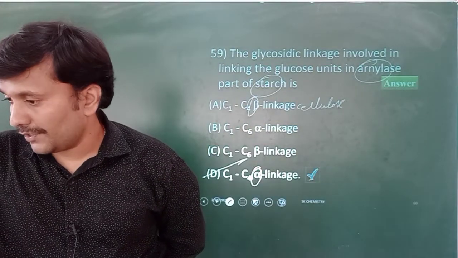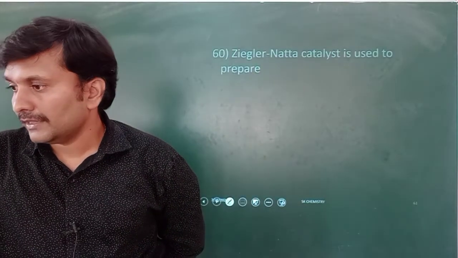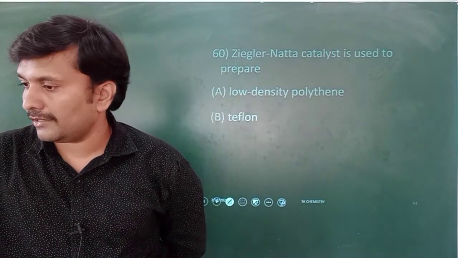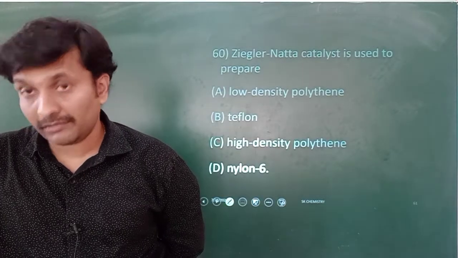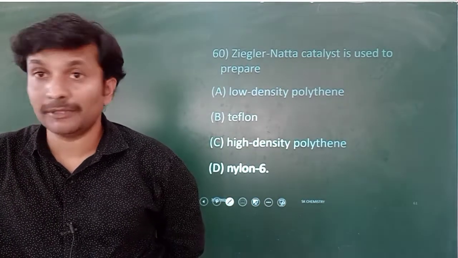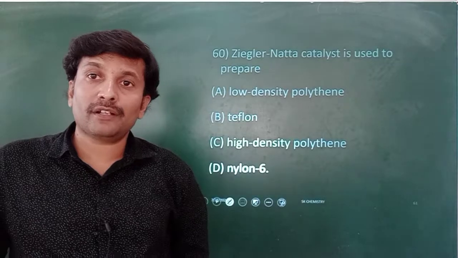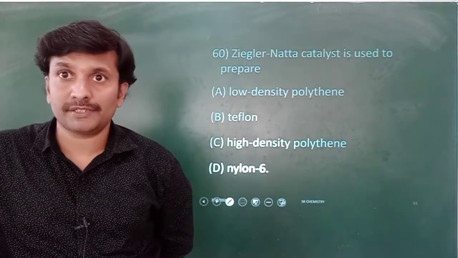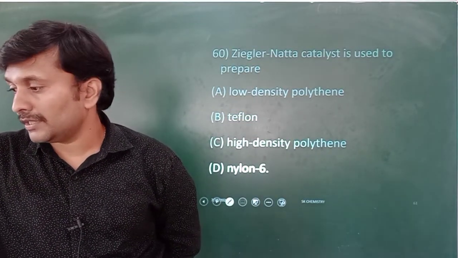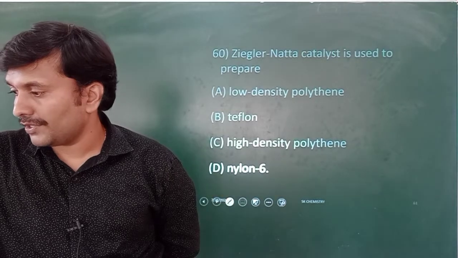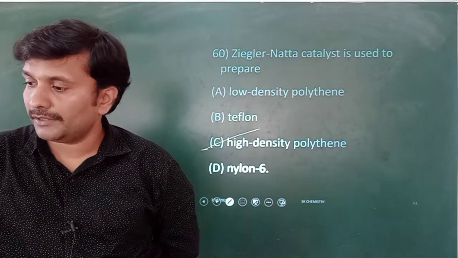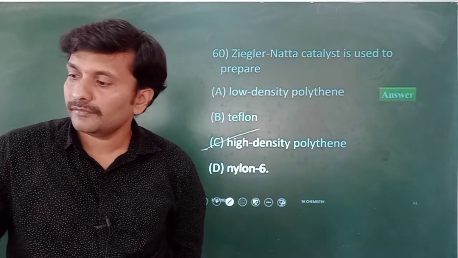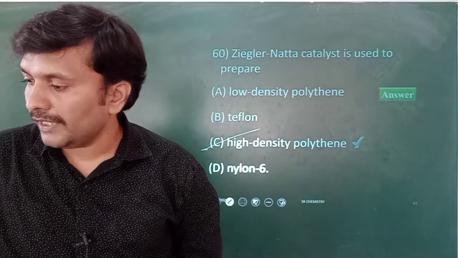Here starch is used. Next, Ziegler-Natta catalyst, it's a direct question. Polymers, the second question we got in the 2018 paper. We say polymers are not important, but see, two questions we got. So the 60th question: Ziegler-Natta catalyst is used in which one? High density polythene.